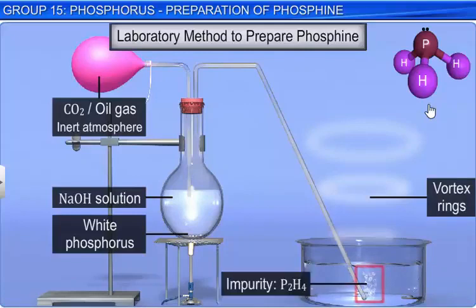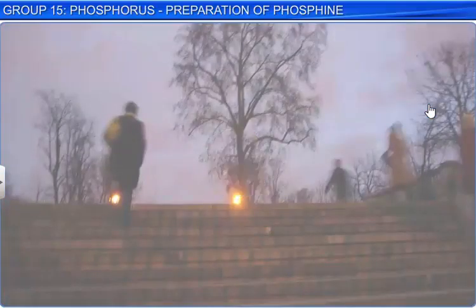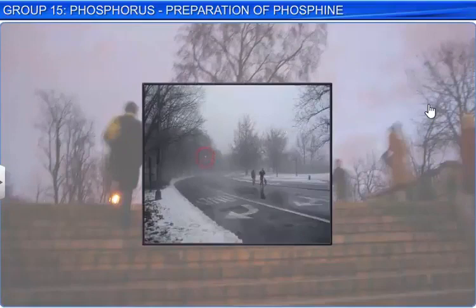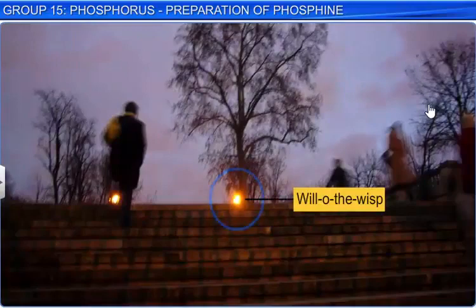Are you aware of this fact? The flickering light in marshy places is believed to be corpse candles or ghostly lights. However, in fact, the origin of the flickering light, called will-o'-the-wisp, is due to the spontaneous inflammation of diphosphine present in marshes.